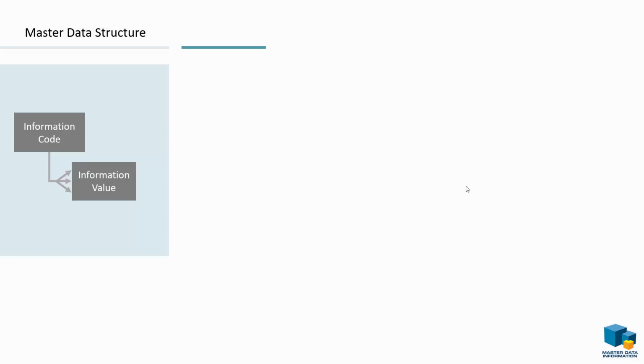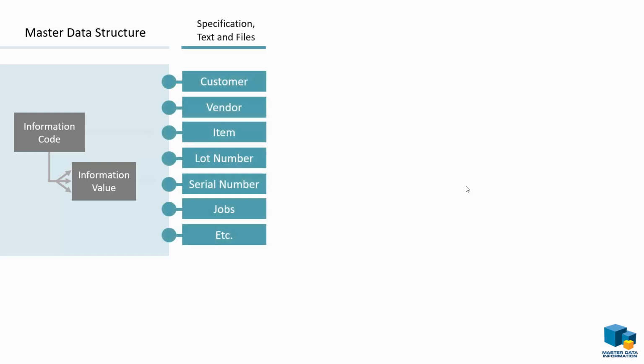On the top level, we have the information code, which is a generic value, like adding a field. The information value level is a drop down from the information code and is not related specifically to any specific item, customer, vendor, order, etc. But it's only a drop down from the information code. And then on the next layer, we can attach those to items, customers, vendors, etc.